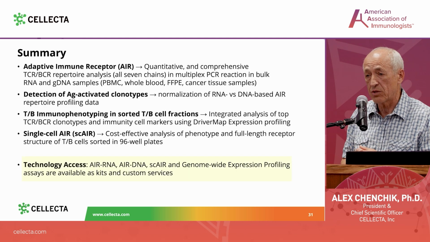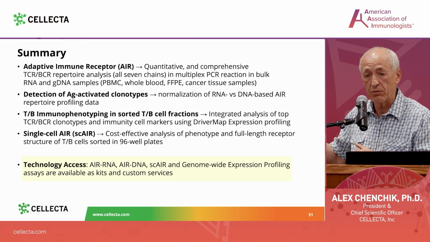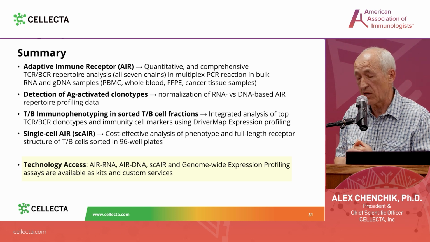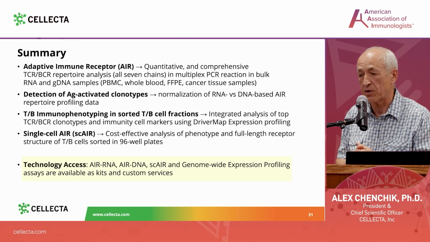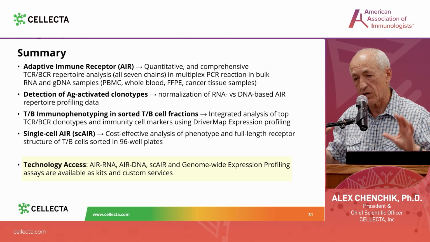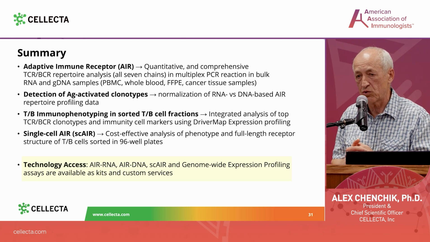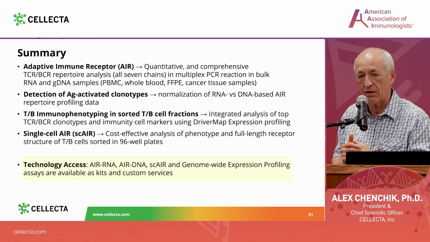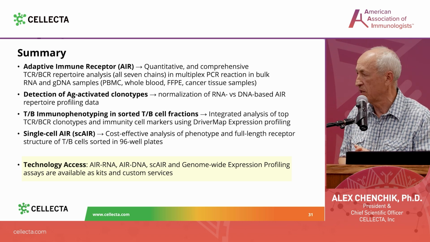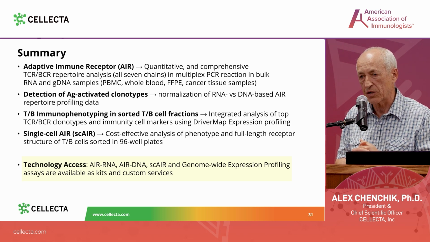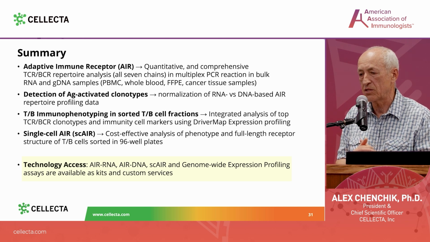I would like to stop right now and just summarize what we discussed today. We discussed the development of the AIR immune receptor profiling assay, which is a really cost-effective strategy for bulk profiling of hundreds of samples, and gives you comprehensive quantitative information on the presence of different clonotypes in biological samples, including blood and any tissue samples, and doesn't require purifying a specific T or B cell fraction. You can directly work with RNA purified from tissue samples and still get the same information. We also discussed a strategy for detection of antigen-activated clonotypes based on normalization of AIR RNA to AIR DNA data. We discussed strategies for functional characterization of the cells, based on cell fractions or at the single cell level using cells sorted in a 96-well plate.